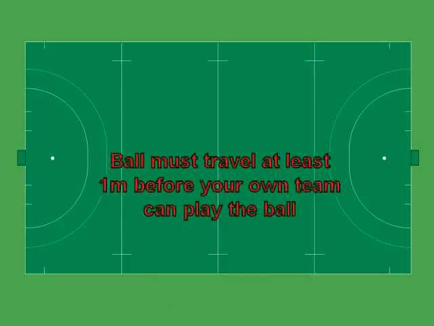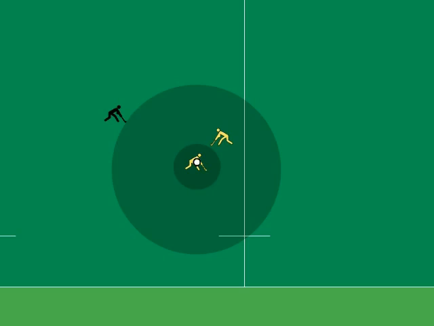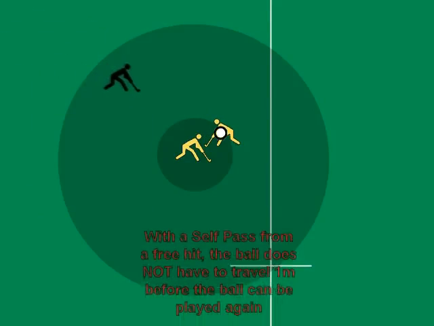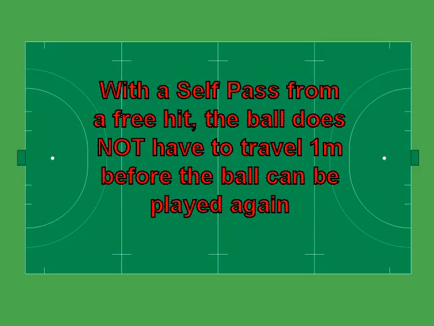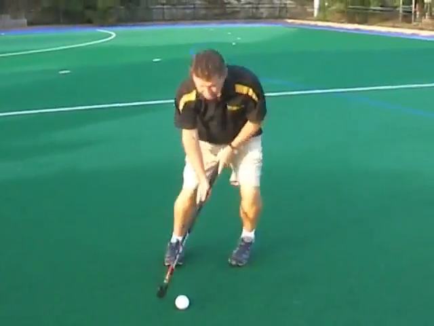Thirdly, from a free hit, before another player from the team which took the free hit is allowed to play the ball, it must travel at least 1 metre. That being said, in the case of a self-pass, the ball does not have to travel the full metre before the player taking the free hit may play the ball again.